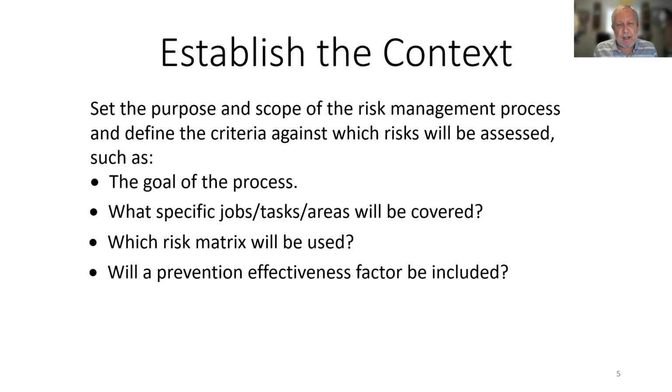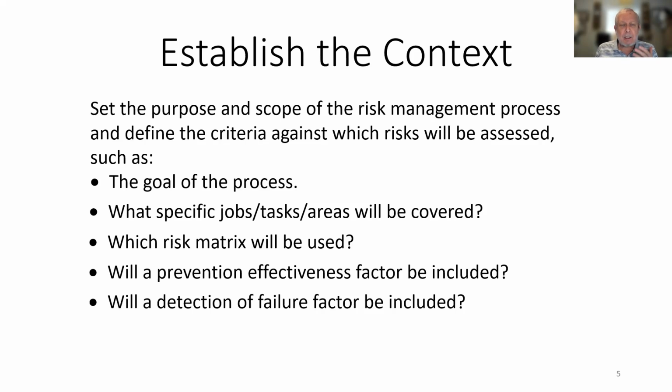Will a prevention effectiveness factor be included? Sometimes there is a risk that has a pretty easy method of prevention, so the effectiveness factor is pretty high. So that could be included in there. Detection of failure factor: this is a risk that's very easily detected. It might be a high risk, but if it's very easily detected and can be stopped quickly, that could be a factor too. Those two aren't always used, and I've never seen them used, but they could be.